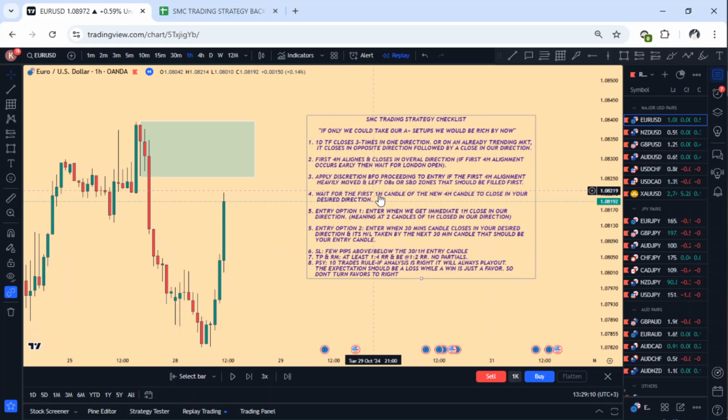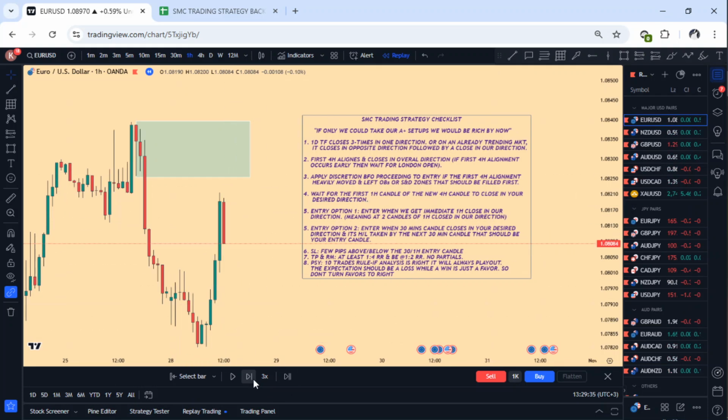This is checklist number 4: wait for the first 1 hour candle of the new 4 hour candle to close in your direction. What I mean by new 4 hour candle is after alignment, the next candle should be the new 4 hours. So there can be several depending on at what time the market aligns. Currently we don't see any close in our direction, which is sells. So we have to wait.